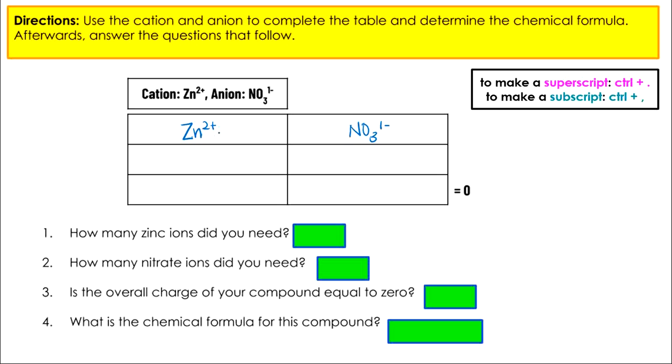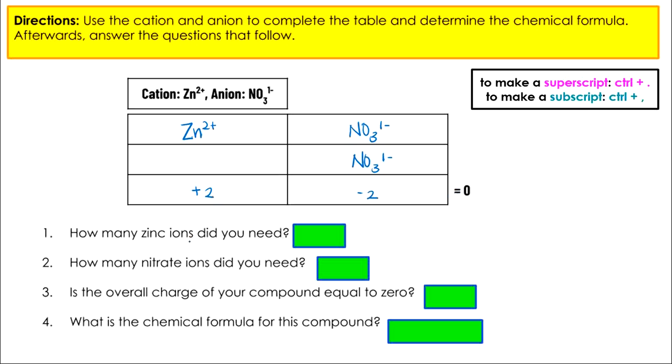Remember, we want the charges to be the same, so we're looking for the least common multiple, which in this case is 2. So here we have Zn 2+, so we need another nitrate, NO3 minus 1. So that will make our total charge of +2 for our cations. And for our anions, we have -2, so +2 minus 2 is equal to 0.